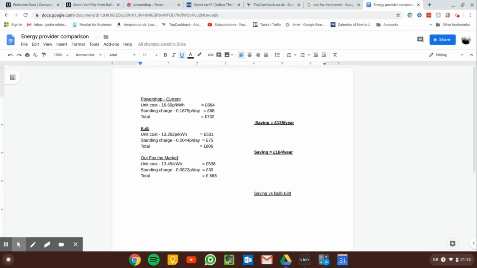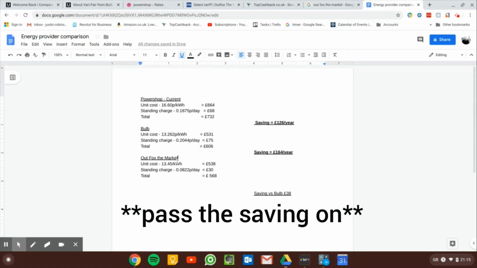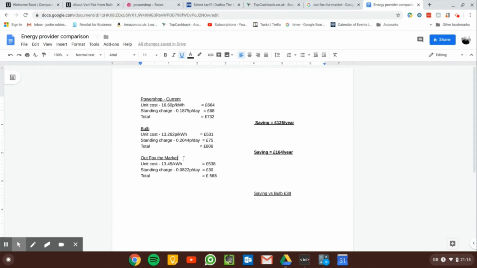However, some electricity providers or energy providers aren't on comparison sites. One example of this is Outfox the Market. They don't go on comparison sites, and they instead pass the cost on to customers. So they have to pay to be on comparison sites, and if they're not paying that cost, that means they can give electricity at a lower rate. So how do you find that rate?